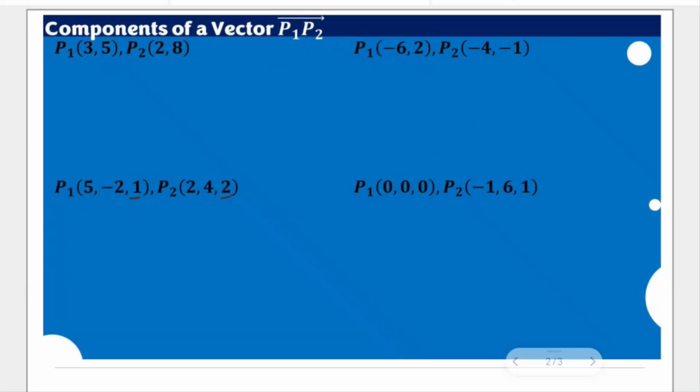Let us solve here the components of a vector p sub 1 to p sub 2 using the given values here. Now for our first set of givens, these are parts of R2. So we can solve it like this. For the vector p sub 1, p sub 2, that's p. This is actually the difference.